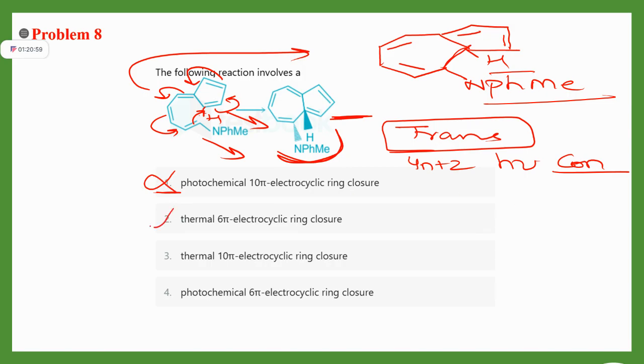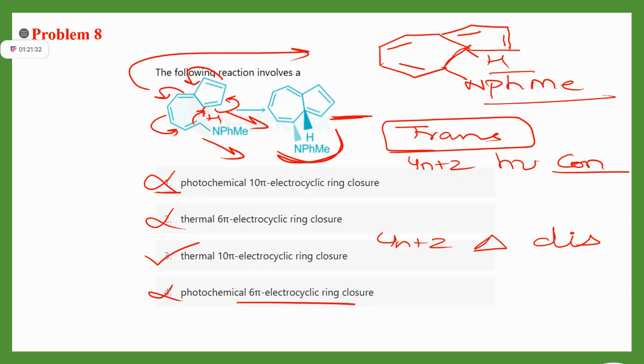We can easily delete option number 2 and option number 4 because there are no 6 pi electrons. There are 10 pi electrons involved in this reaction. So the only correct option is this, and obviously this will be correct because a 4n plus 2 system under thermal condition will be disrotation.